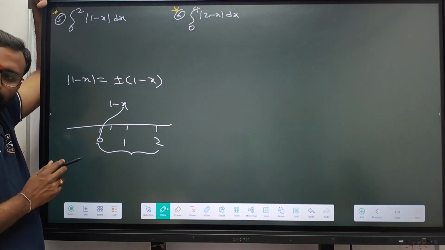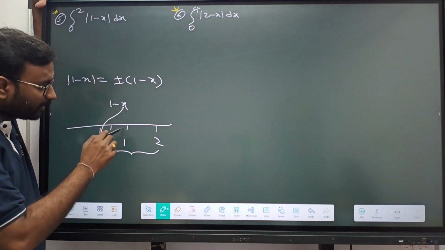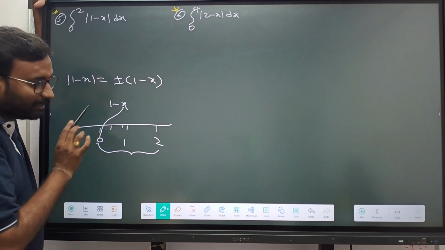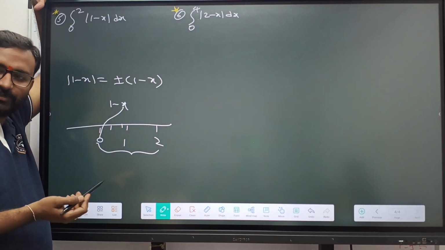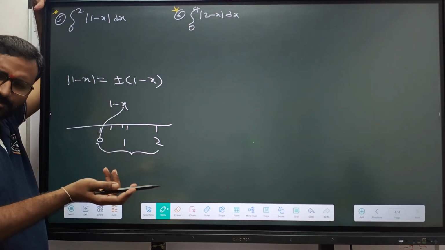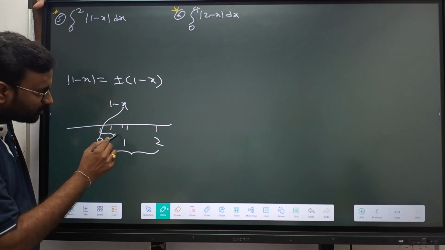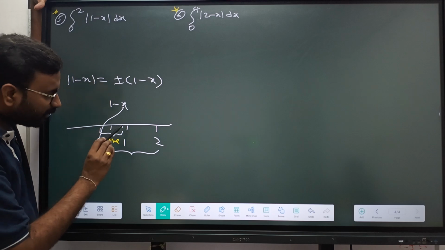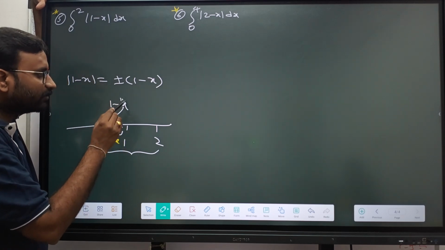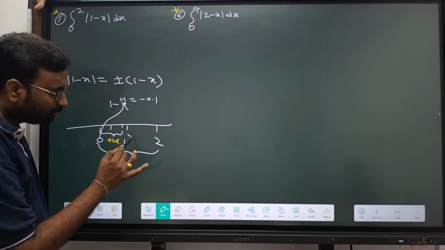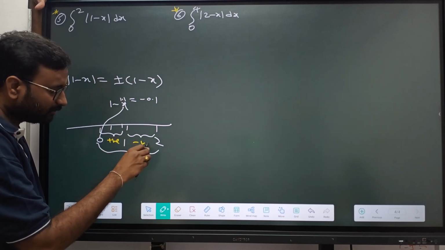0.5 is positive, 0.9 is positive. Till 0.999 you will get positive, which is less than 1. So 1 minus something less than 1 is always positive. If you take this portion, you will get positive. After 1, at 1.1, it is negative, and till 2 it is negative. Understand?